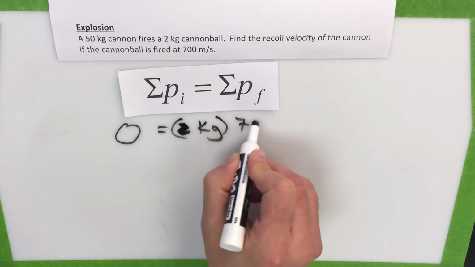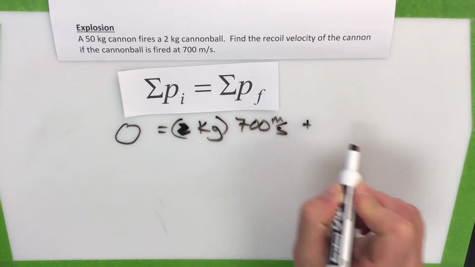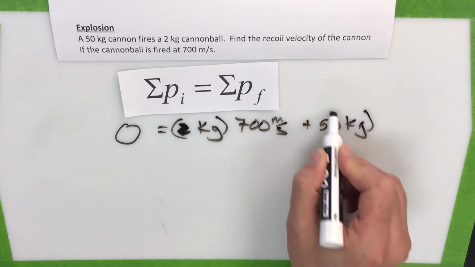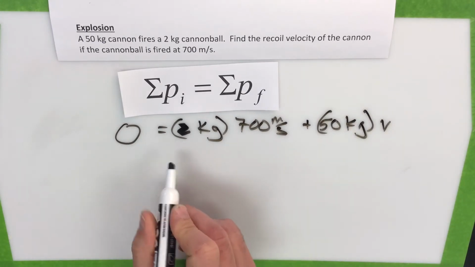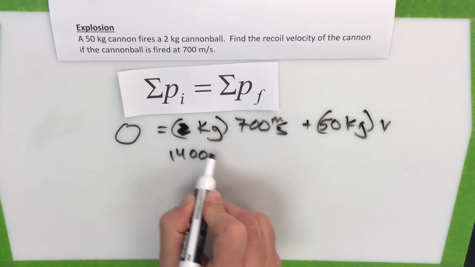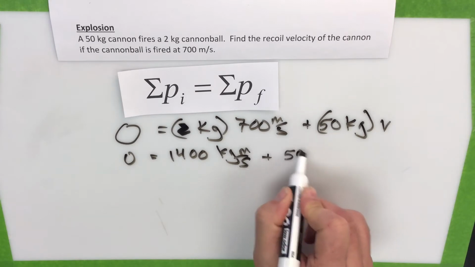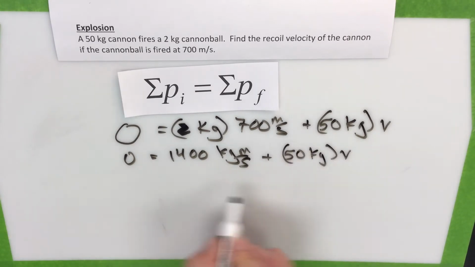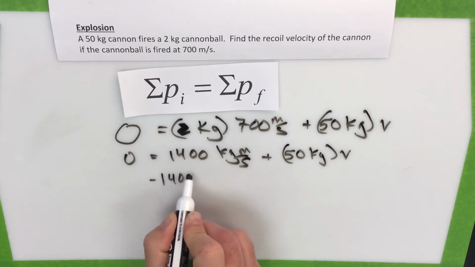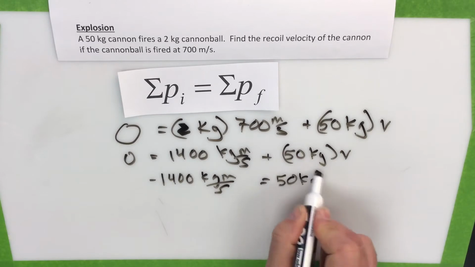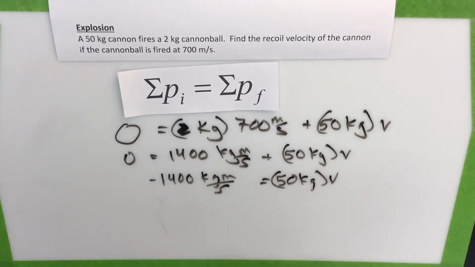multiplied by 700 meters per second plus 50 kilograms times v. 2 times 7 is 14. 1400 kilogram meters per second is equal to 0 plus 50 kilograms times v. Move everything to the other side. Negative 1400 kilogram meters per second is equal to 50 kilograms times v. And 50 times 2 is 100. This is 1400. That's 28.